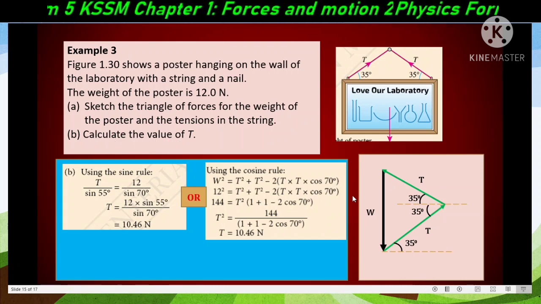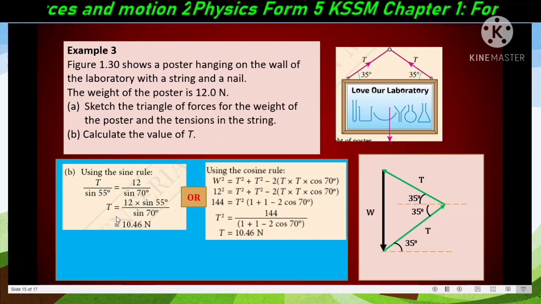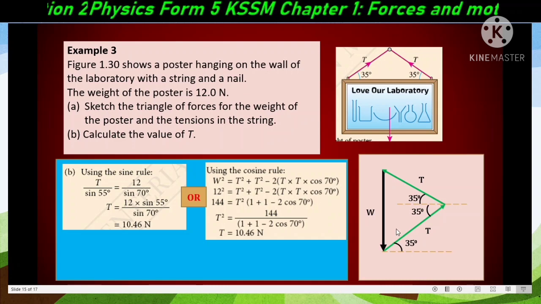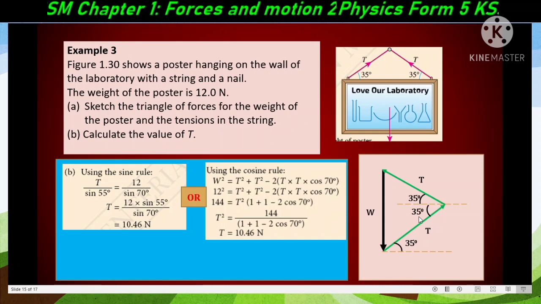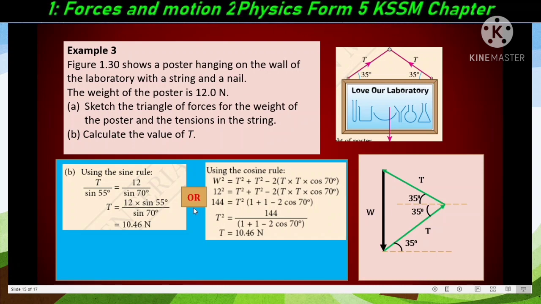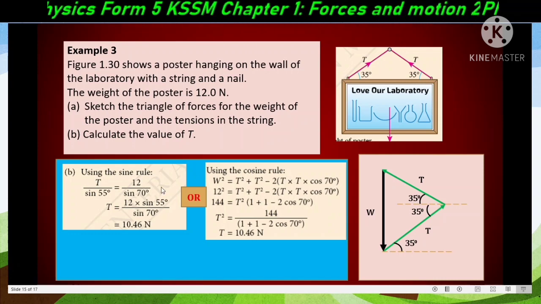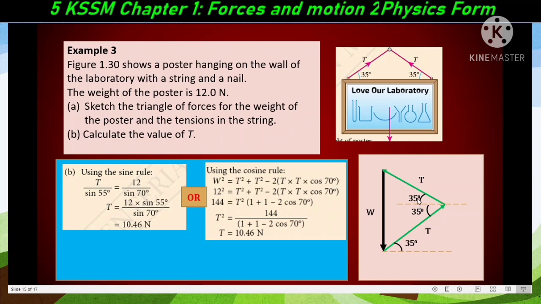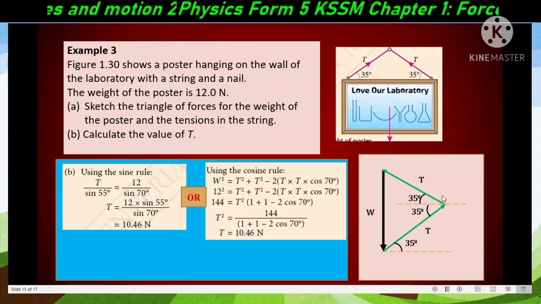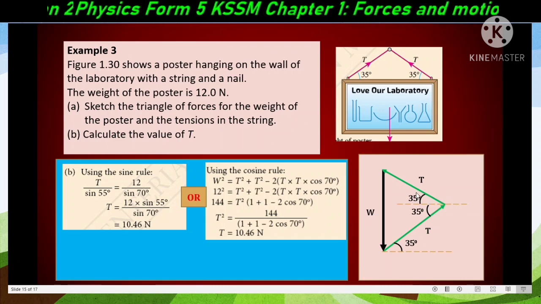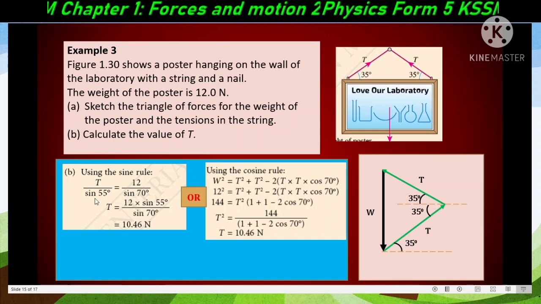Now that we have the sketch, we use this triangle to find the value of T. From here, we cannot use Pythagoras theorem because this is not a right angle triangle. So if it is not a right angle triangle, you can use either the sine rule or the cosine rule. The sine rule gives you the ratio of the length of a side over the opposite angle.